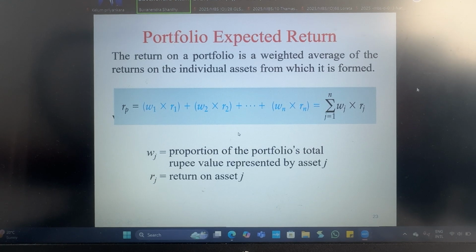The portfolio can have several assets, each with different returns. So we need to calculate the expected return of each asset, multiply by its weight, and add all of them. That is the portfolio's expected return. That is weight times expected return, right? So multiplication and then summation is the expected return of the portfolio.